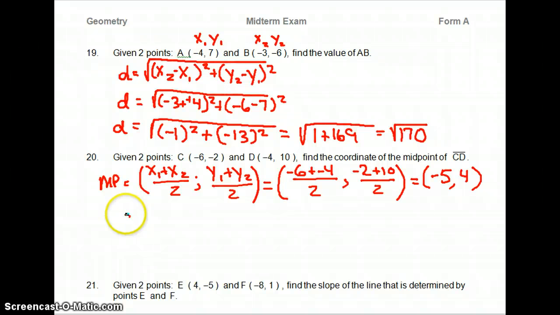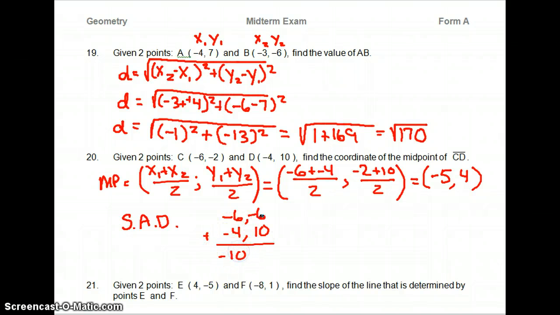You may also remember SAD as a shortcut. Stack them, add them, divide by 2. We could do that right here. Negative 6, negative 2, and negative 4, 10. We add them. Negative 6 plus negative 4 is negative 10. Negative 2 plus 10, let me see, that's 8. Divided by 2, so that's negative 5 and 4.